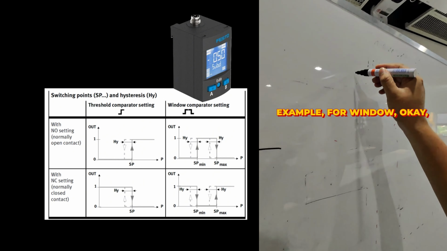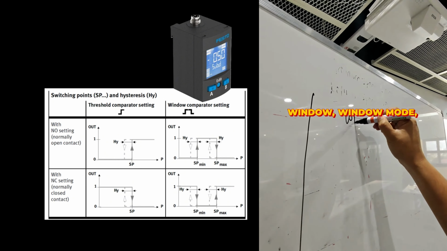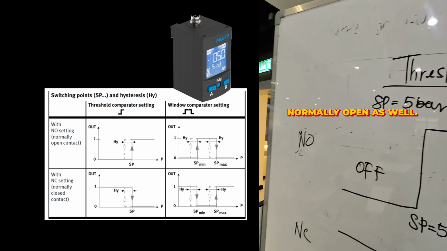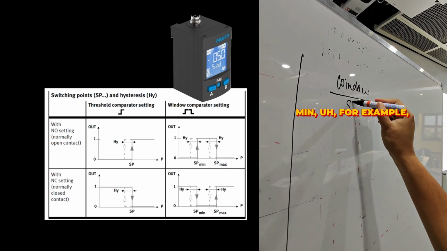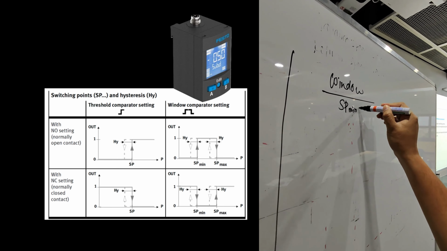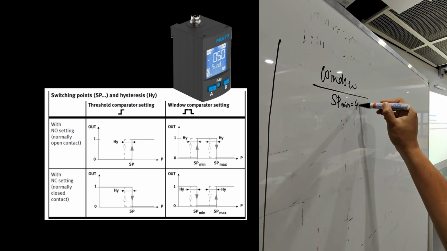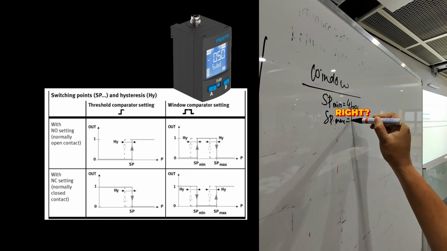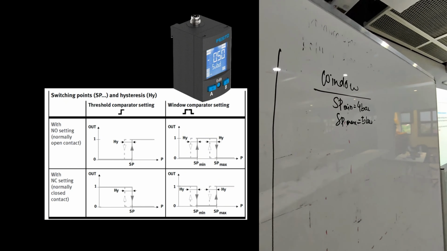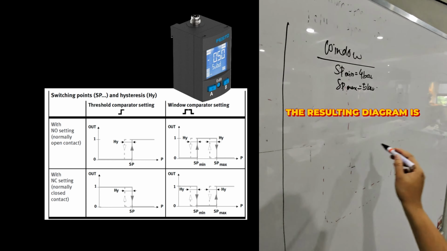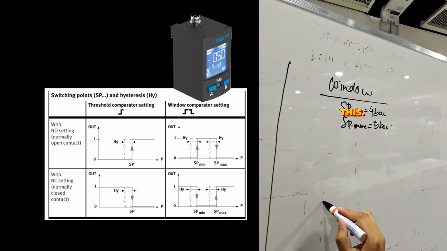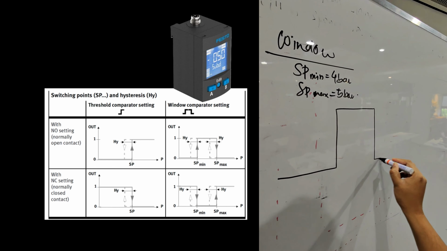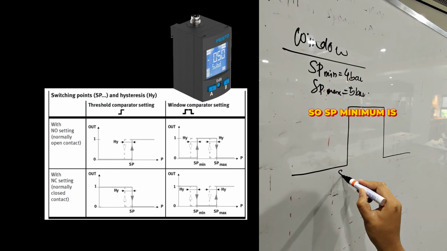Okay, so for example, for window comparator mode, normally open as well. So we have SP min, for example, 4 bar, and SP max 5 bars. Okay, understand, right? The resulting diagram is going to end up looking something like this. So SP minimum is 4 bar.